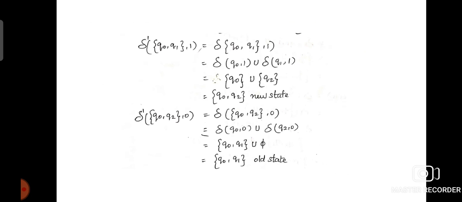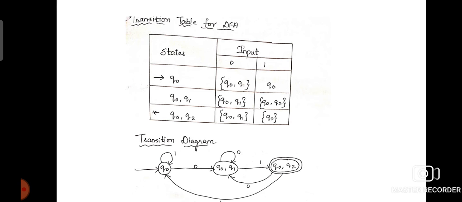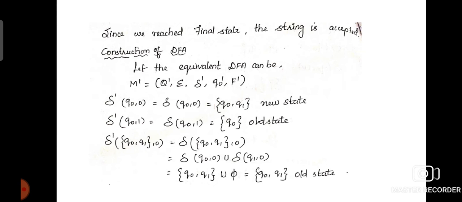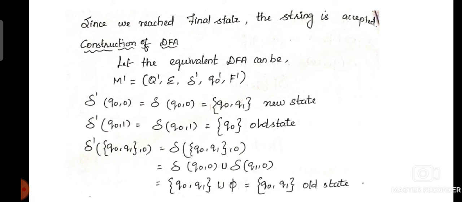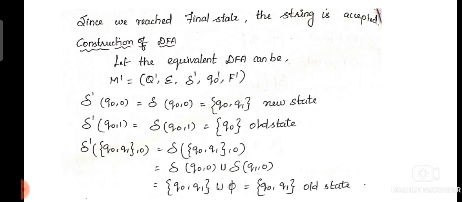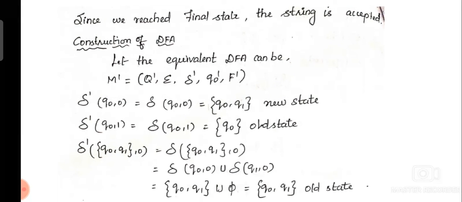Now we are going to do the important operation, that is, we are going to derive the DFA from the given NFA. The formal definition of the DFA is M dash equal to Q dash, sigma, delta dash, Q0 dash and F dash. Then we are going to derive the delta dash function as per our theorem, that is del dash of Q0 comma 0 equal to del of Q0 comma 0. When we substitute the value from the table, we get the set of states Q0 comma Q1, which is a new state.